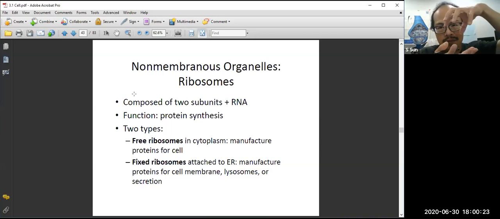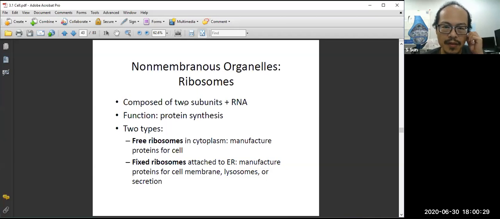So it's a magic box to produce protein. So its function is protein synthesis. Ribosome has 2 forms. One is free ribosome. The other one is fixed ribosome.